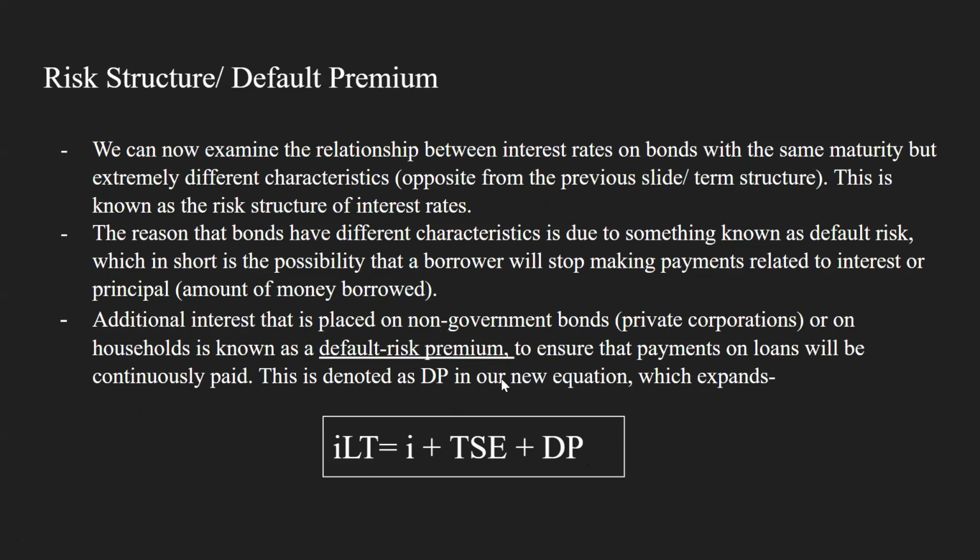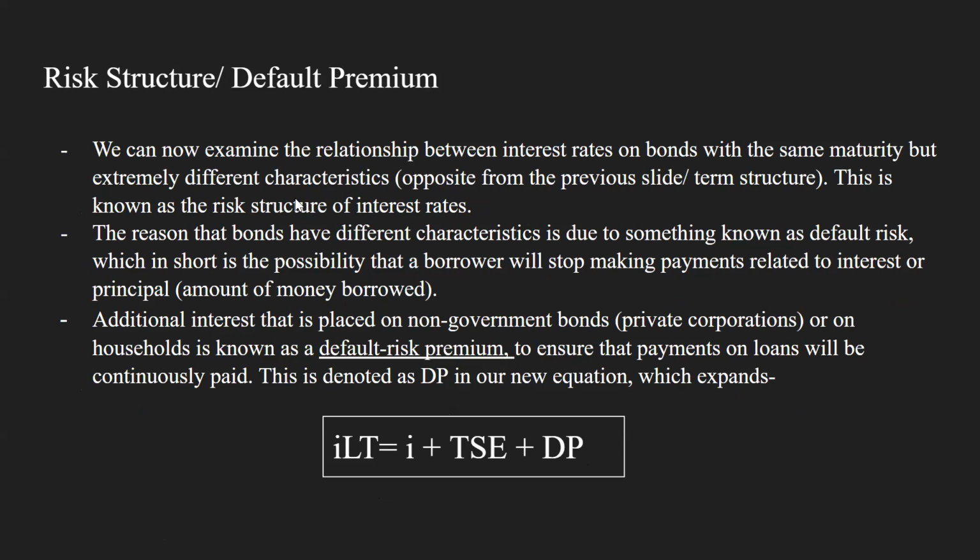So for the risk structure, slash the default premium. We can now examine the relationship between interest rates on bonds with the same maturity but different characteristics. In the other slide, it was different maturity but same characteristics, in the previous slide on term structure. This is known as the risk structure of interest rates when it has different characteristics.